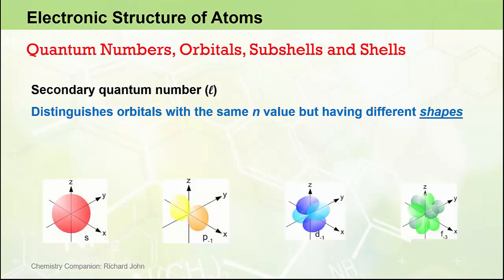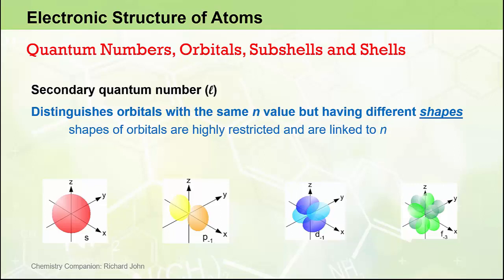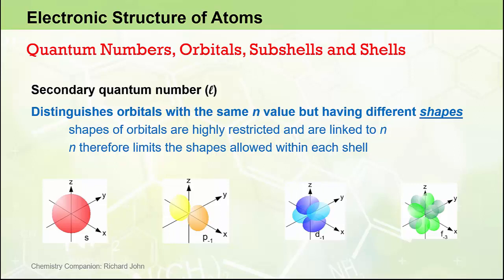And here you can see 4 of the many different shapes that orbitals can take, ranging from relatively simple spherical and dumbbell shapes on the left to really quite exotic shapes on the right. The shapes of orbitals are highly restricted and they are linked to the value of n, which means that the shell in which an orbital exists actually limits the shapes of orbitals that are allowed to exist in that shell.